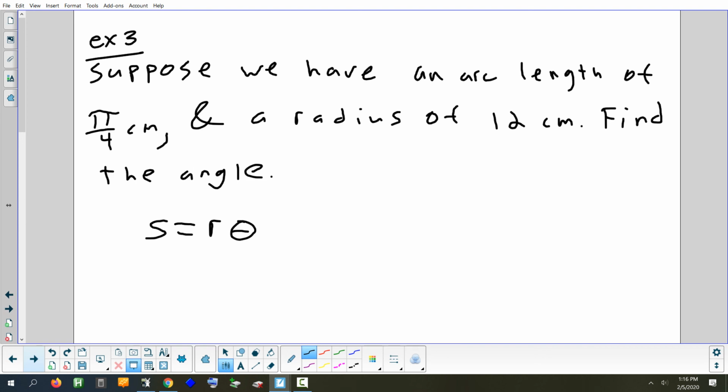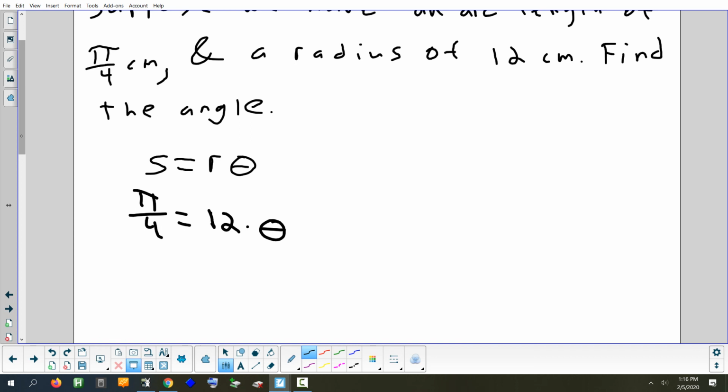So let's start with S. What's the arc length here? Pi over 4. And the radius says 12 times theta. Okay, so we got one step. How would we get theta by itself? Divide by 12. Dividing by 12 is the same as just putting a times 12 in the bottom of the other side. That's what happens when you divide by 12. So this is gone, and we get an angle of pi over 48.